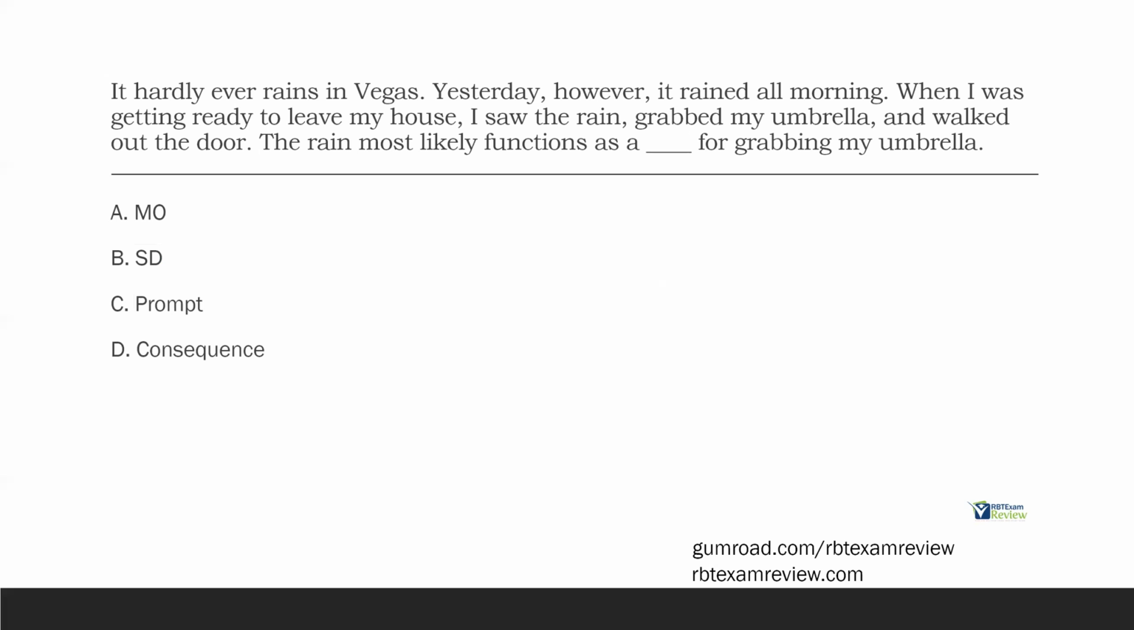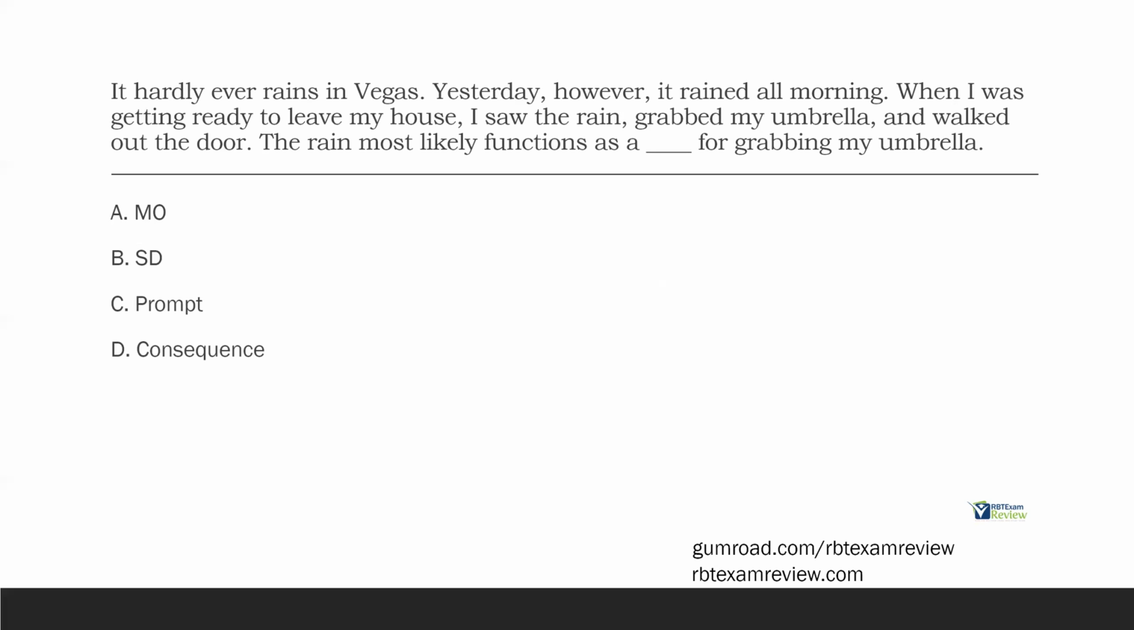All right, so a motivating operation does what? A motivating operation comes before the SD, and it increases or decreases the value of something, of a reinforcer or a punisher. So in this case, when you see rain and you grab your umbrella, you're reinforced because you don't get rained on. So the umbrella, opening the umbrella, however you want to look at it, is the reinforcer. The MO here is what? What is the rain doing?